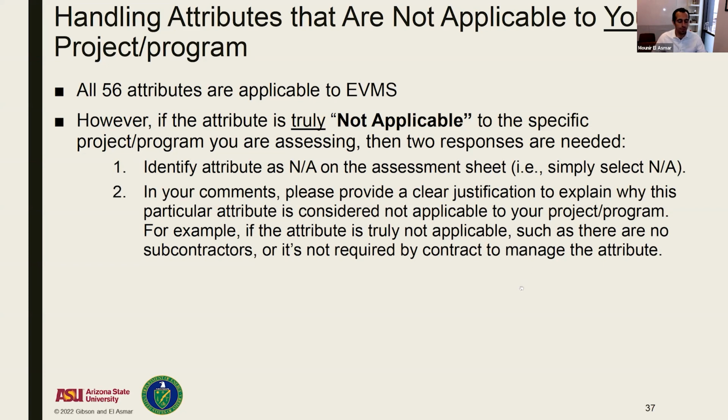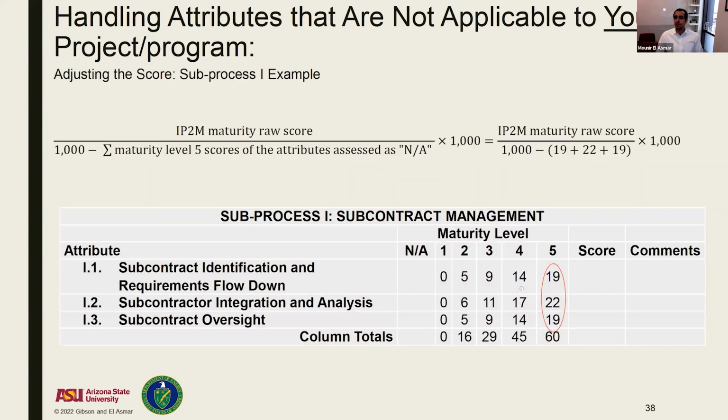Ed, feel free to jump in at any point if needed. This is just a quick example of the calculation here, where if it was scoring all fives, your total would be 60. But if something is not applicable, the 19, the 22, and the additional 19, these 60, we take them out of the 1,000 points. And so now whatever we score is not out of 1,000, it's really out of 940 moving forward. So it's percentage based.